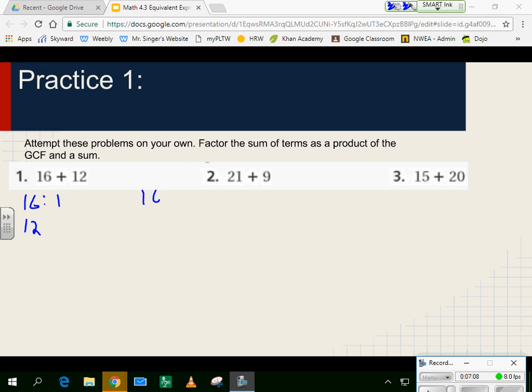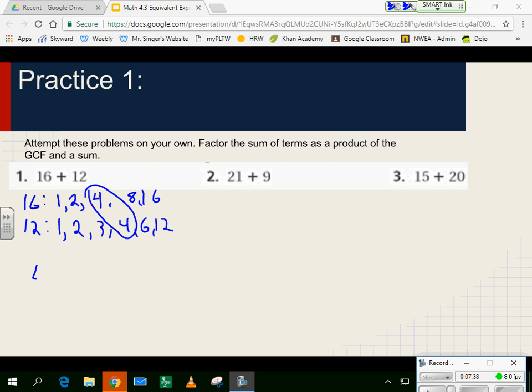16, 1 and 16 work. 2 goes into 16 8 times. 3 does not go into 16, but 4 goes into 16 4 times. For 12, 1 goes into 12 and 12 goes into 12. Get the easy ones out of the way. 2 times 6 gives us 12, and 3 times 4 gives us 12. So what's the largest number they have in common? They have commons of 1, 2, and 4, 4 being the biggest.